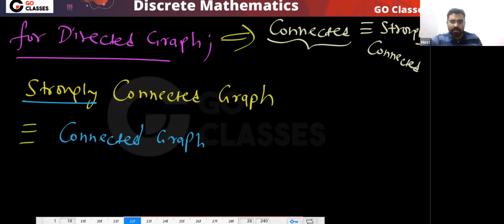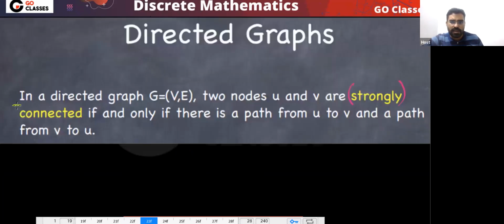Okay, by default. Now let's see this definition. In a directed graph, two nodes are strongly connected if and only if there is a path from U to V and there is a path from V to U.